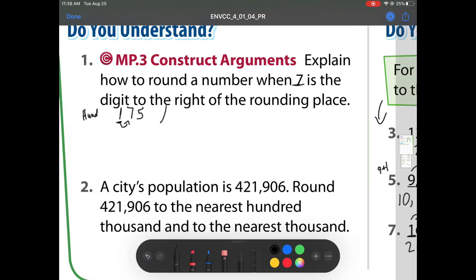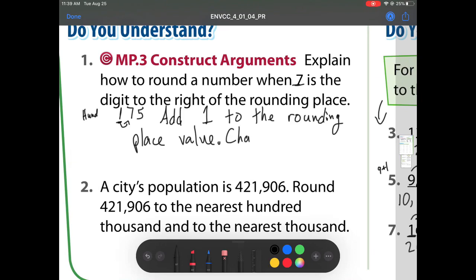Well, what I'm going to do is add 1, because remember, if it's 5 or more, we add one more. Add 1 to the rounding place value. And then what do we need to do? We change all the digits to the right to 0.